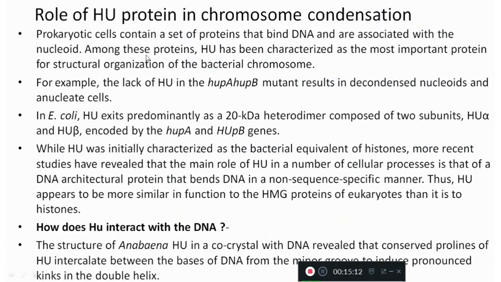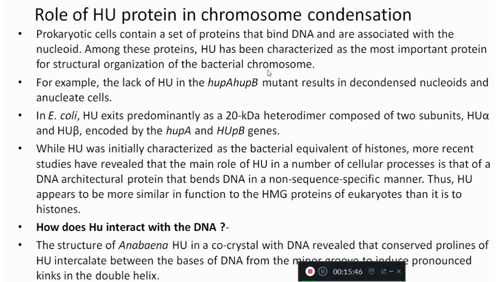Here it is: the role of HU protein is very, very significant in chromosome condensation. Prokaryotic cells contain a set of proteins that bind the DNA and are associated with the nucleoid. Among these proteins, not only HU, there are others that we talked about: the HNS, the StpA, the SMC, IHF. All of these are the set of proteins. Among these, the protein HU has been characterized the most, and it is most important as far as the chromosomal organization is concerned.